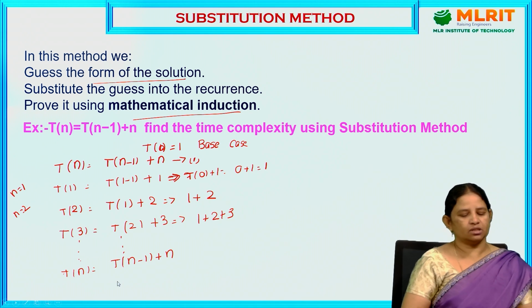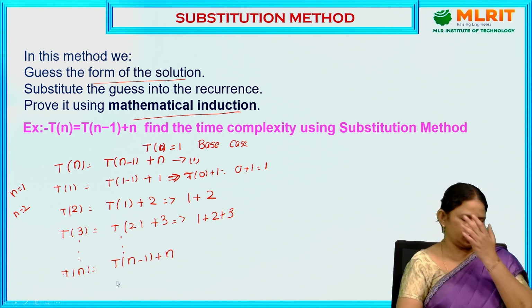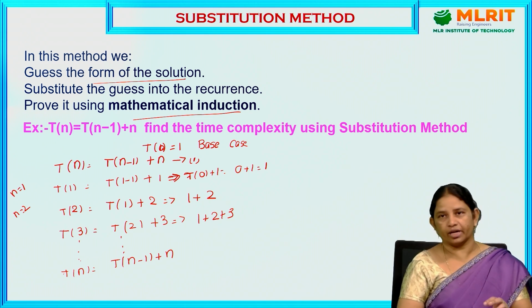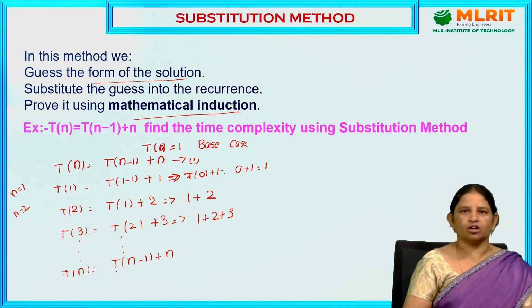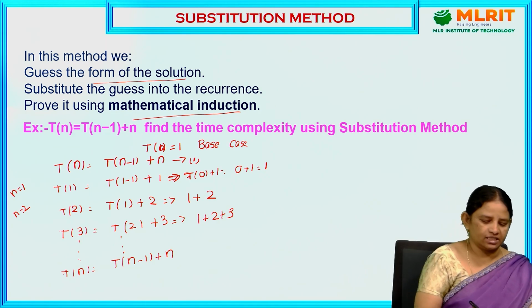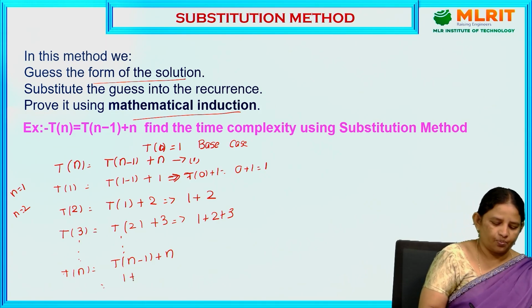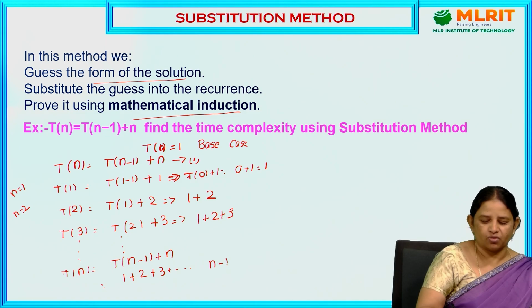So first term T of 1 we are going to get 1. T of 2 we are going to get 1 plus 2. For the third term, 1 plus 2 plus 3. Then for nth term, T of n minus 1 plus n. That is repeated, 1 plus 2 plus 3 and so on, up to n minus 1 plus n.